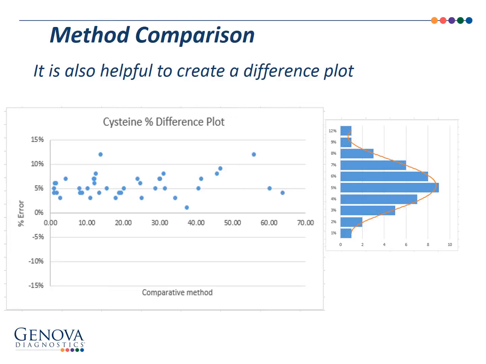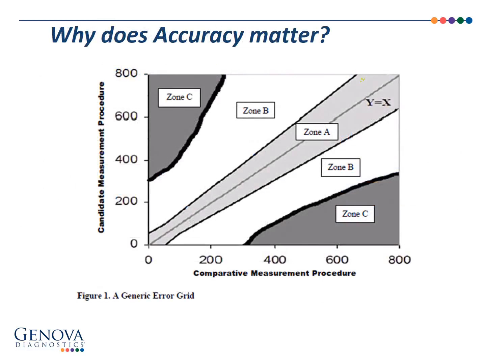So why does accuracy matter? Clinically, we might want to look at accuracy as far as clinical interpretation. For assays where the clinical impact of our results could make a big difference in how the client is treating his patients, we might take a look at something like an error grid. We don't do this for many assays, but we do these for things that have critical results.